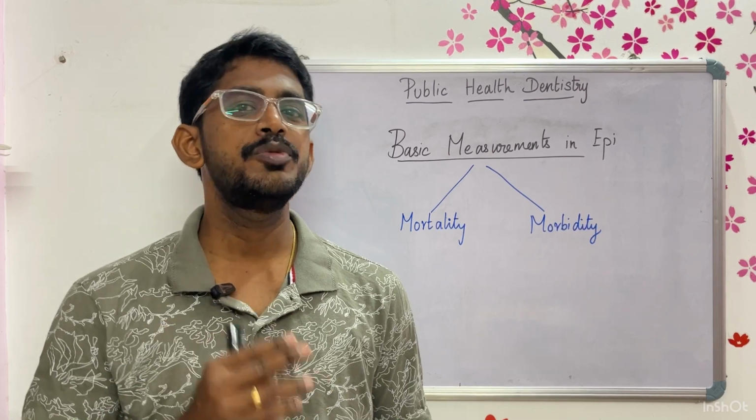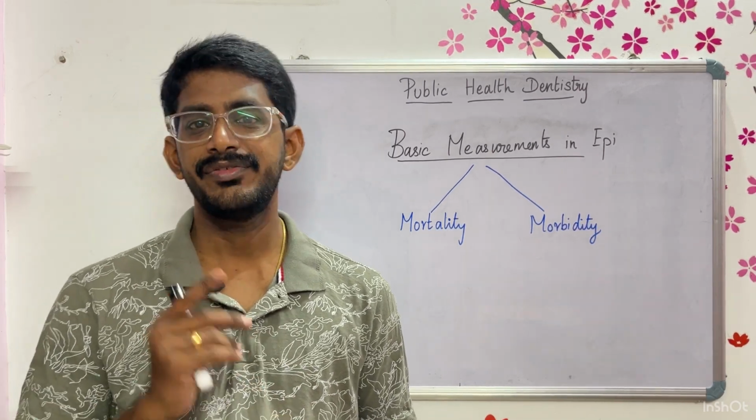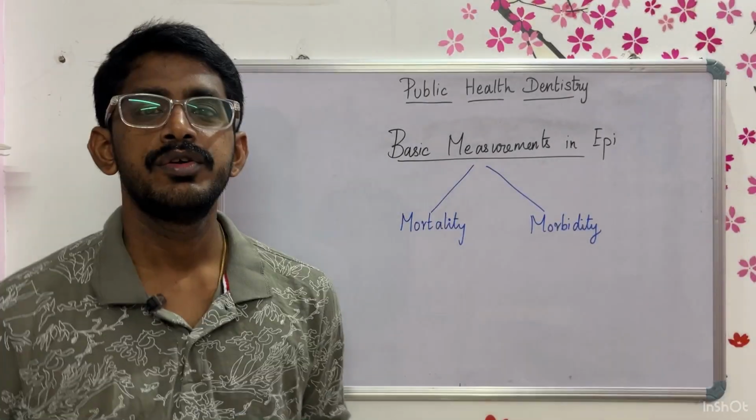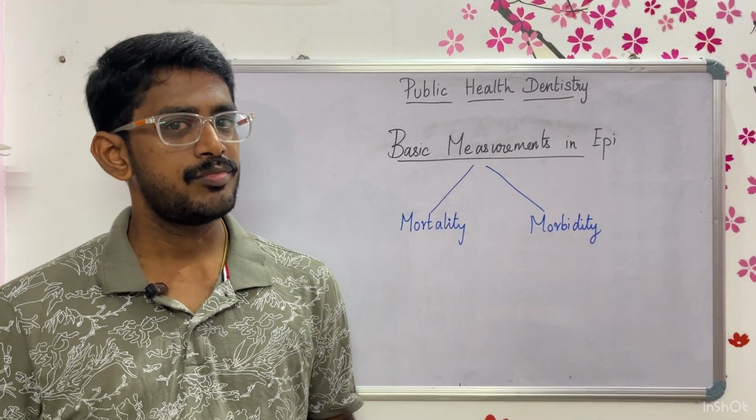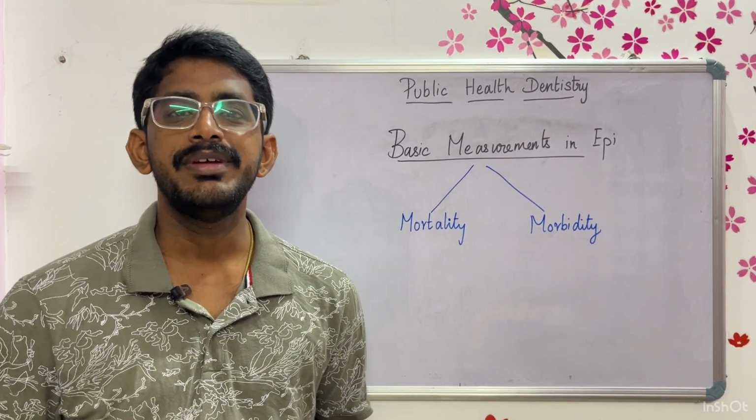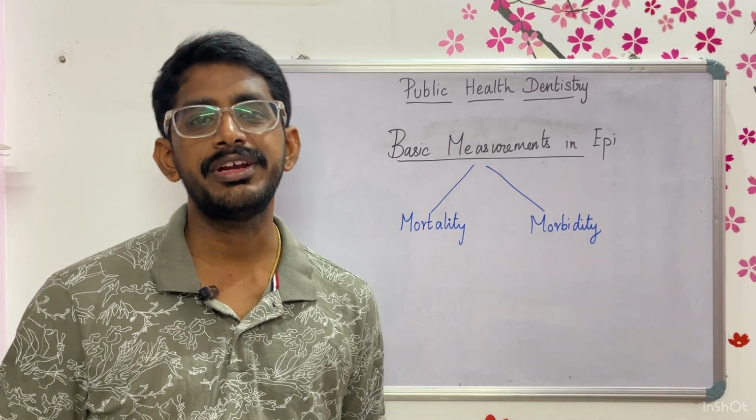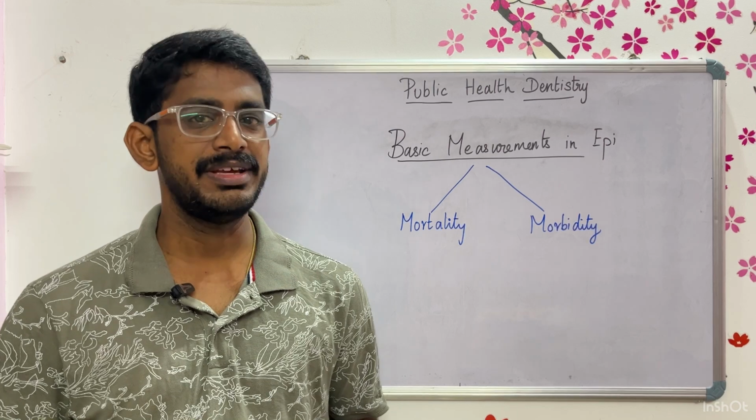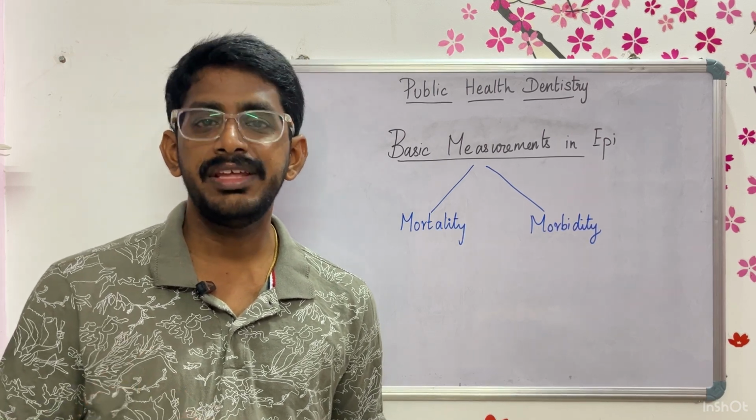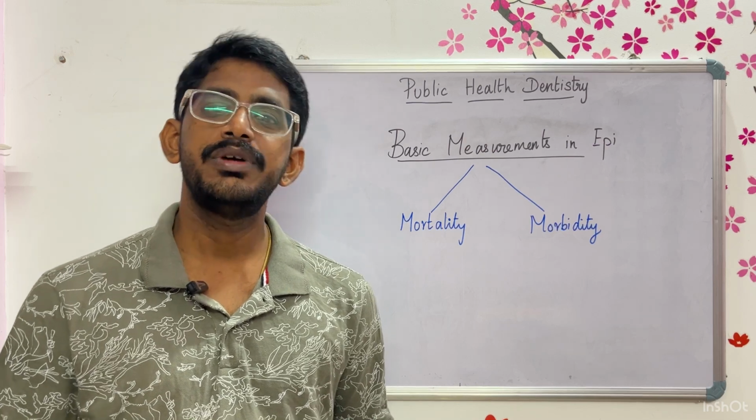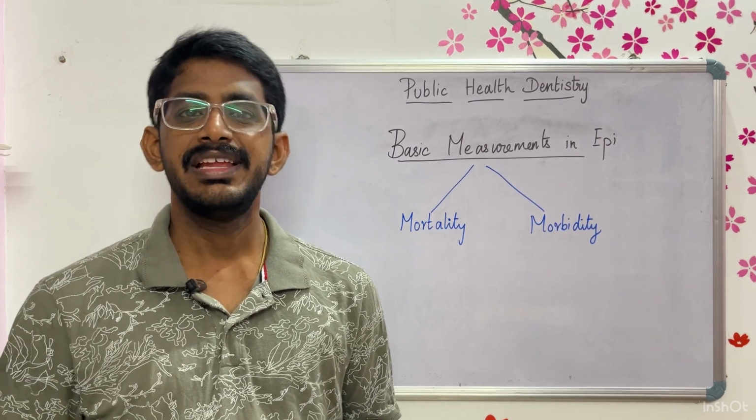There are two things to measure in epidemiology. The first thing is mortality, the next is morbidity. So what is mortality and morbidity? Mortality means being susceptible to death or being mortal, whereas morbidity means being in an unhealthy condition or being in an unhealthy state due to a disease or an illness. Let's see one by one.